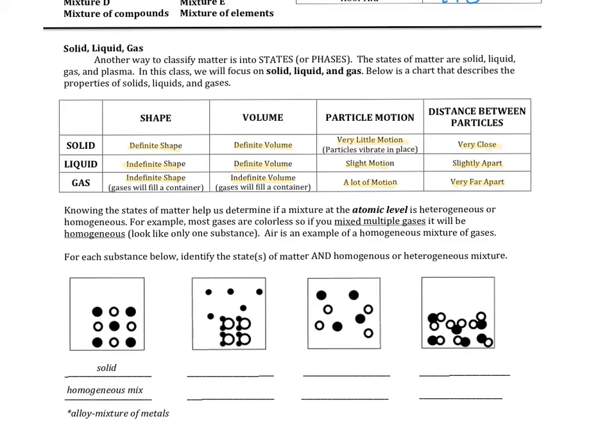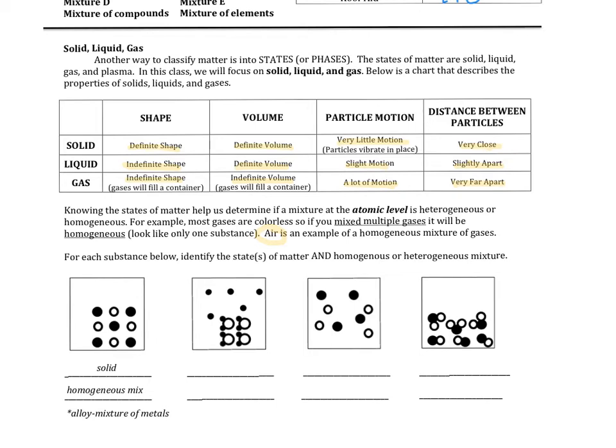So knowing the states of matter helps us determine if a mixture at the atomic level is homogeneous or heterogeneous. For example, gases are colorless, and if you mixed multiple gases together, it would be homogeneous. You wouldn't be able to see anything. And we know with so much motion in those gas particles that they're going to mix themselves. So a good example of a homogeneous mixture of gases is air. So the air we breathe contains a lot of different gases in it. Oxygen, carbon dioxide, nitrogen, lots of different gases. We can't see the individual parts. They are evenly mixed.